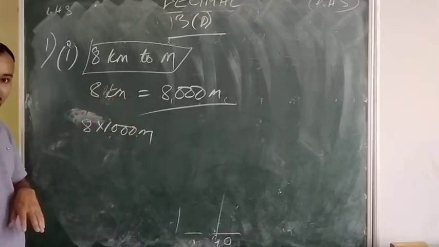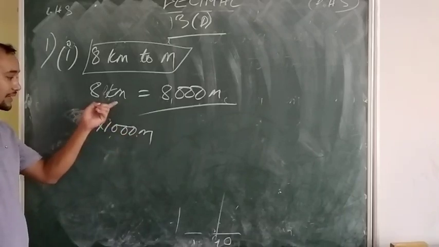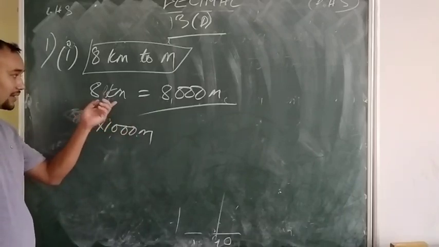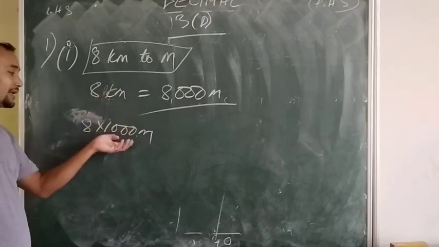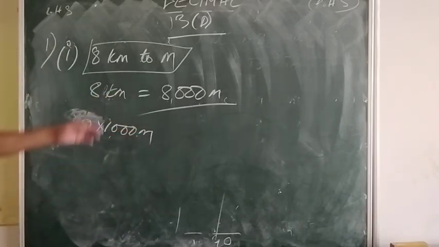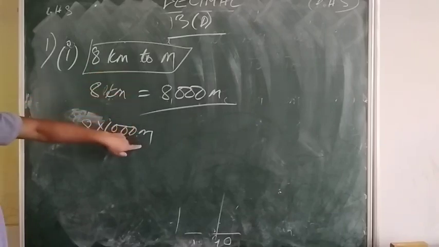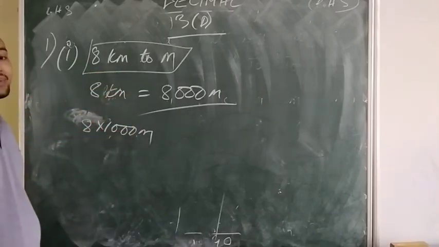Okay. See, if a particular quantity wants to become kilometer from meter, then it needs to get divided, and if kilometer needs to become meter, then it needs to be multiplied. Okay.